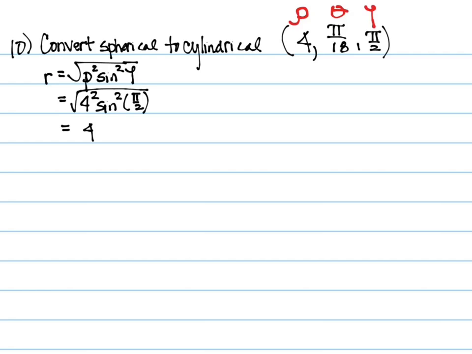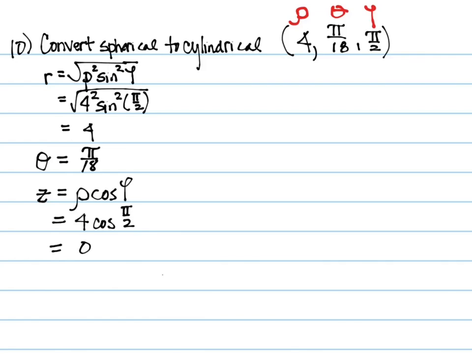Theta, what's theta? Pi over 18. This amazing value, right? And then we need z. How are we going to find z? Rho cosine of phi. Fabulous. So we said rho is 4, and cosine of pi over 2. What's the cosine of pi over 2? It's 0. So we get 0 on this one. So we have 4, pi over 18, 0.